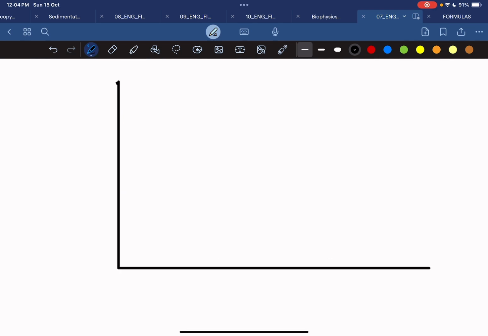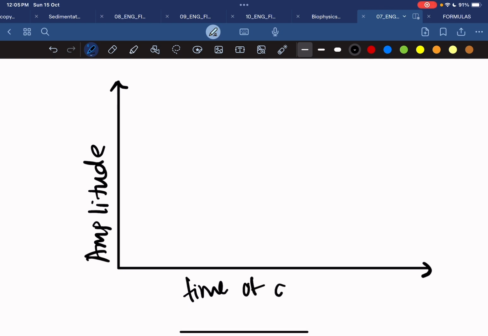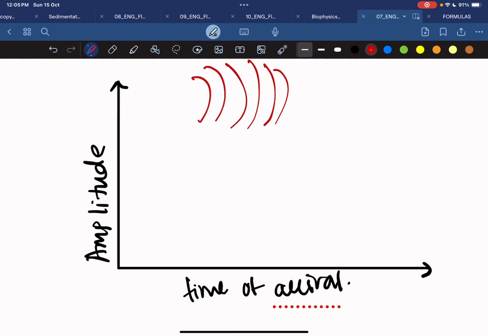Okay. Over here, you're going to have the amplitude, and over here you're going to have the time of arrival. Now, what are you going to do? The rays are going to go something like this. You're going to send an ultrasound into your body, and you're going to wait for the ultrasound to reflect back.